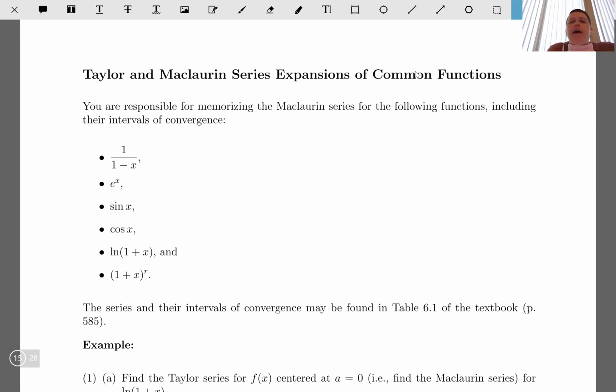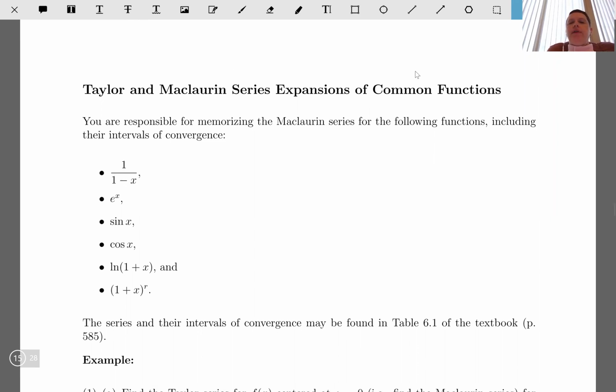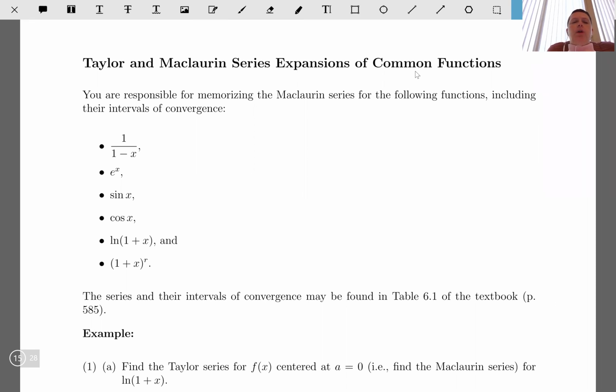Okay, so you're responsible for memorizing the Maclaurin series for certain functions and their intervals of convergence. In particular, 1 over 1 minus x, which I think we already talked a little bit about, e to the x, sine of x, cosine x, natural log of 1 plus x, and 1 plus x to the r. Now that last one we haven't talked about yet, and that's going to fall under the binomial series thing.